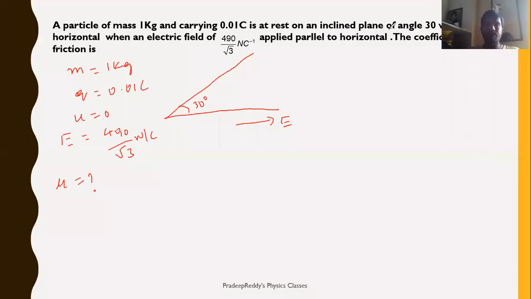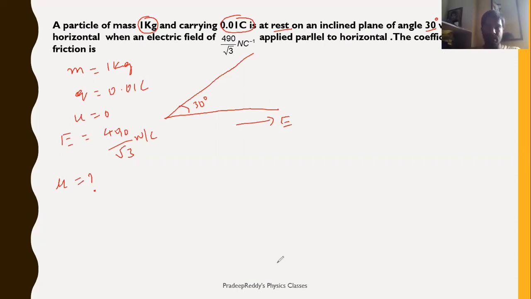Coming to the next problem. A mass of 1 kg carrying a charge of 0.01 coulomb is at rest on an inclined plane of angle 30 degrees with horizontal when an electric field of 490 by root 3 Newton per coulomb is applied parallel to the horizontal. Find the coefficient of friction.